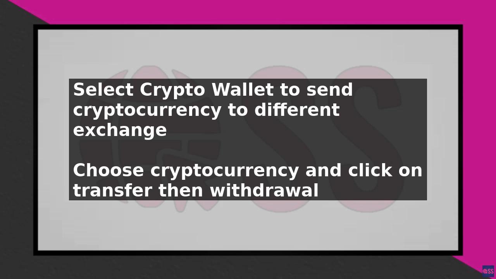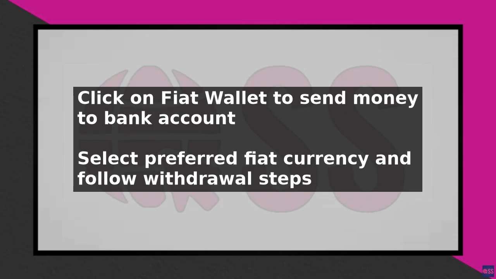If you want to send cryptocurrency to a different exchange, select the crypto wallet. Choose the cryptocurrency you want to send, such as Tether. Click on Transfer, then Withdrawal, and follow the subsequent steps to complete the transaction.